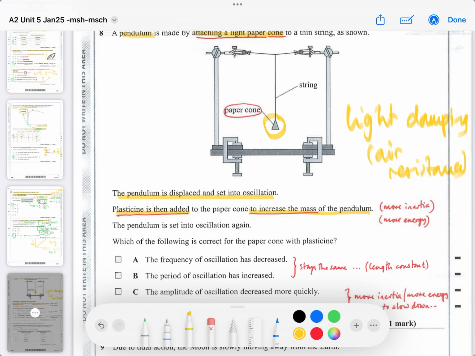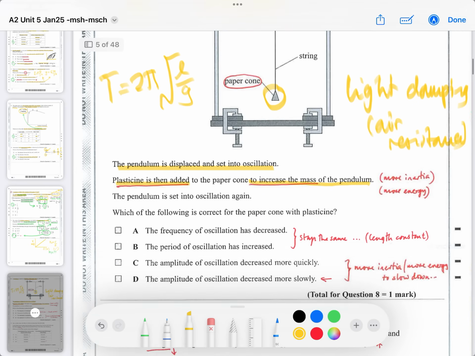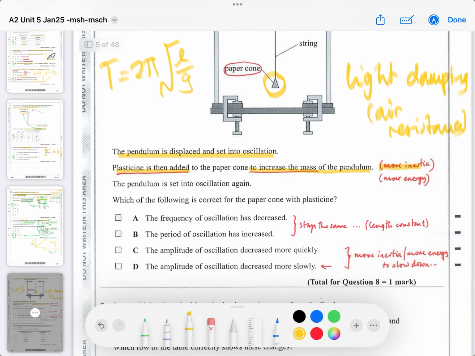Now obviously the mass of the pendulum does not affect the period of the pendulum. The only thing that affects the period of the pendulum is the equation T equals 2 pi, which is a constant, square root of the length divided by gravity. So gravity hasn't changed, the length hasn't changed, so the period and therefore the frequency do not change, but you have got more inertia and more energy in the system because you've increased the mass, so the air resistance will have to do more work to slow it down.